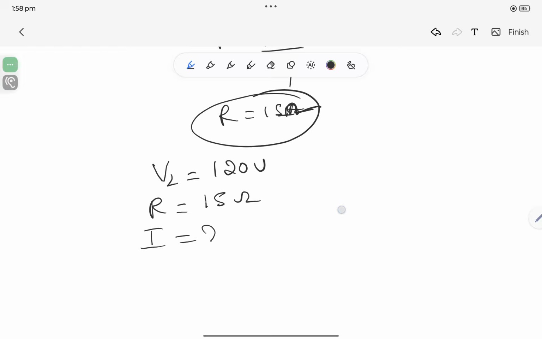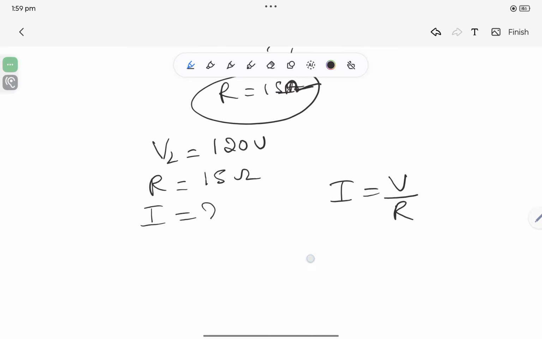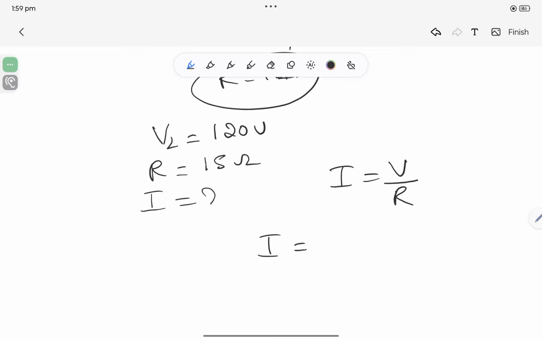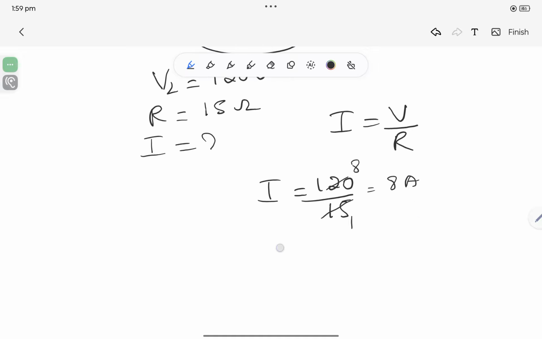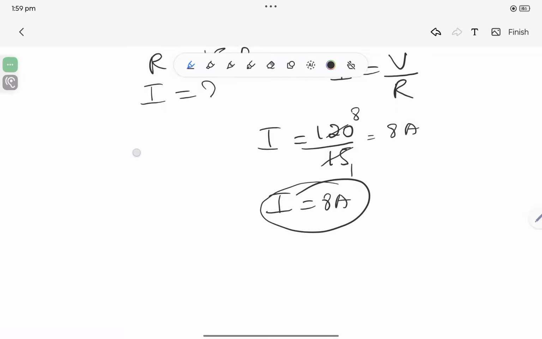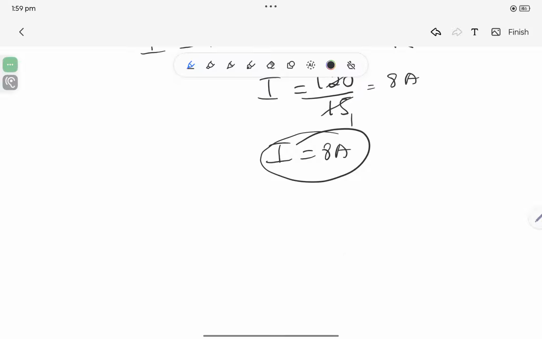So the current formula is I is equal to V by R. I is equal to V, 120, R is 15. 15 on the 15, 8. So current is 8 ampere. So I is equal to 8 ampere. Let us solve one more question, a tricky question.